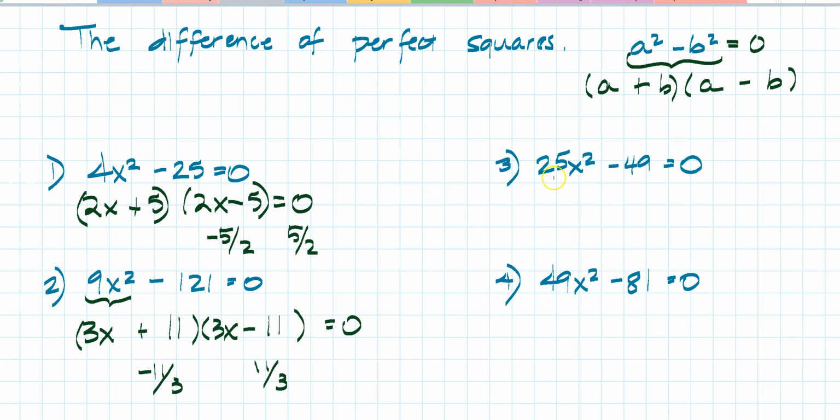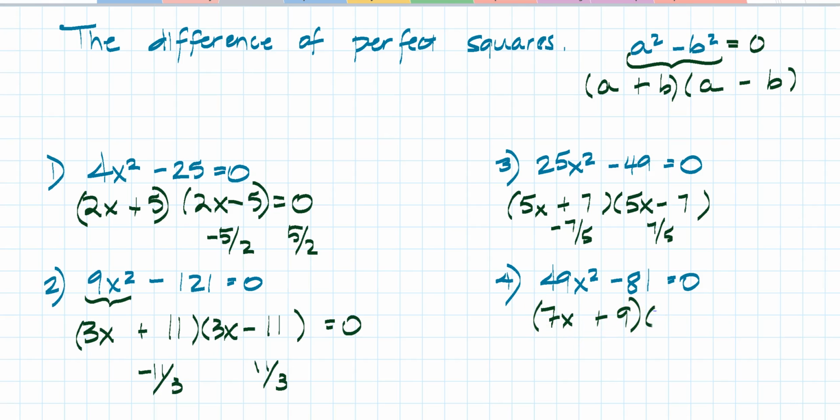On this one, the square root of 25x squared is 5x. The square root of 49 is 7, positive, negative. So it's negative 7/5, positive 7/5. And lastly, this is going to be 7x plus 9, 7x minus 9, and your solutions are negative 9/7 and positive 9/7.